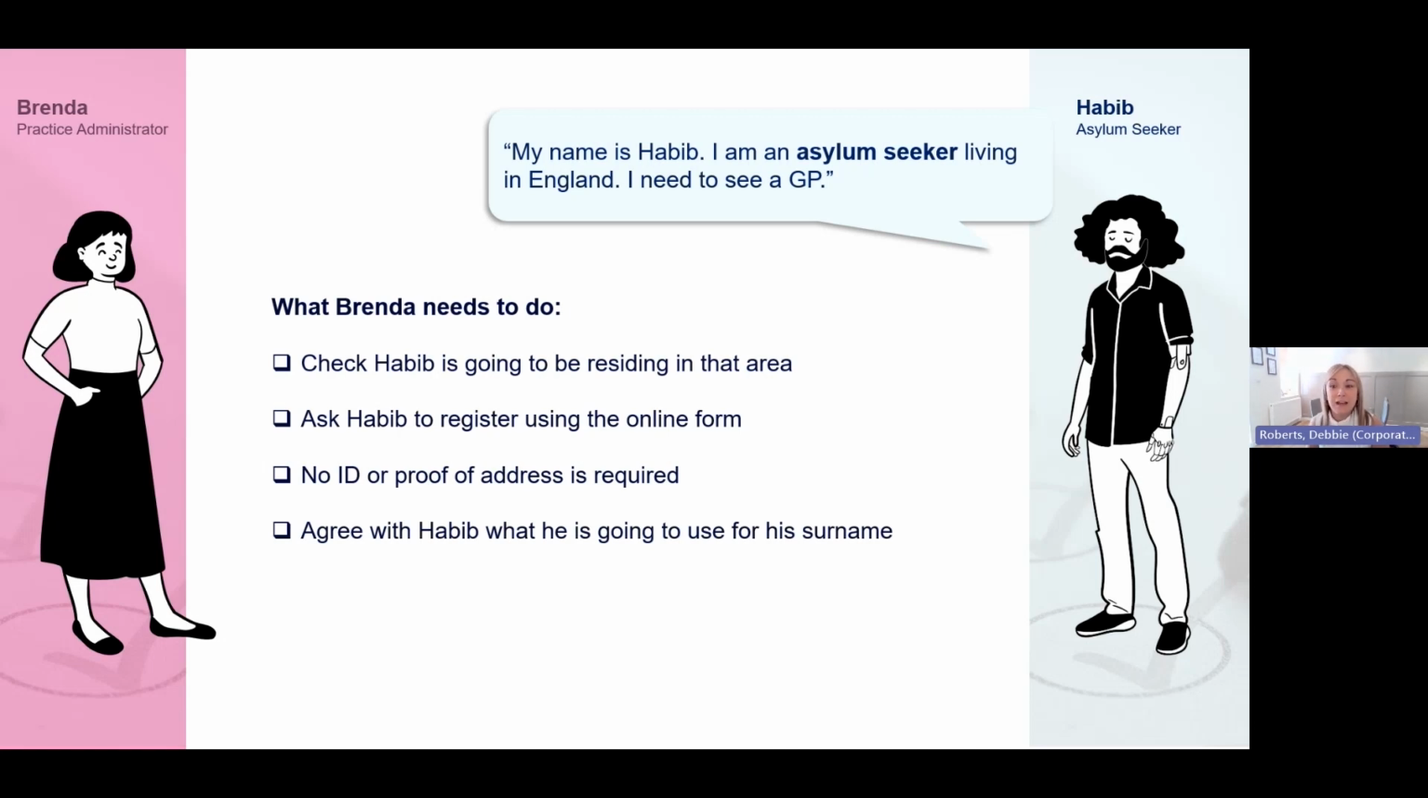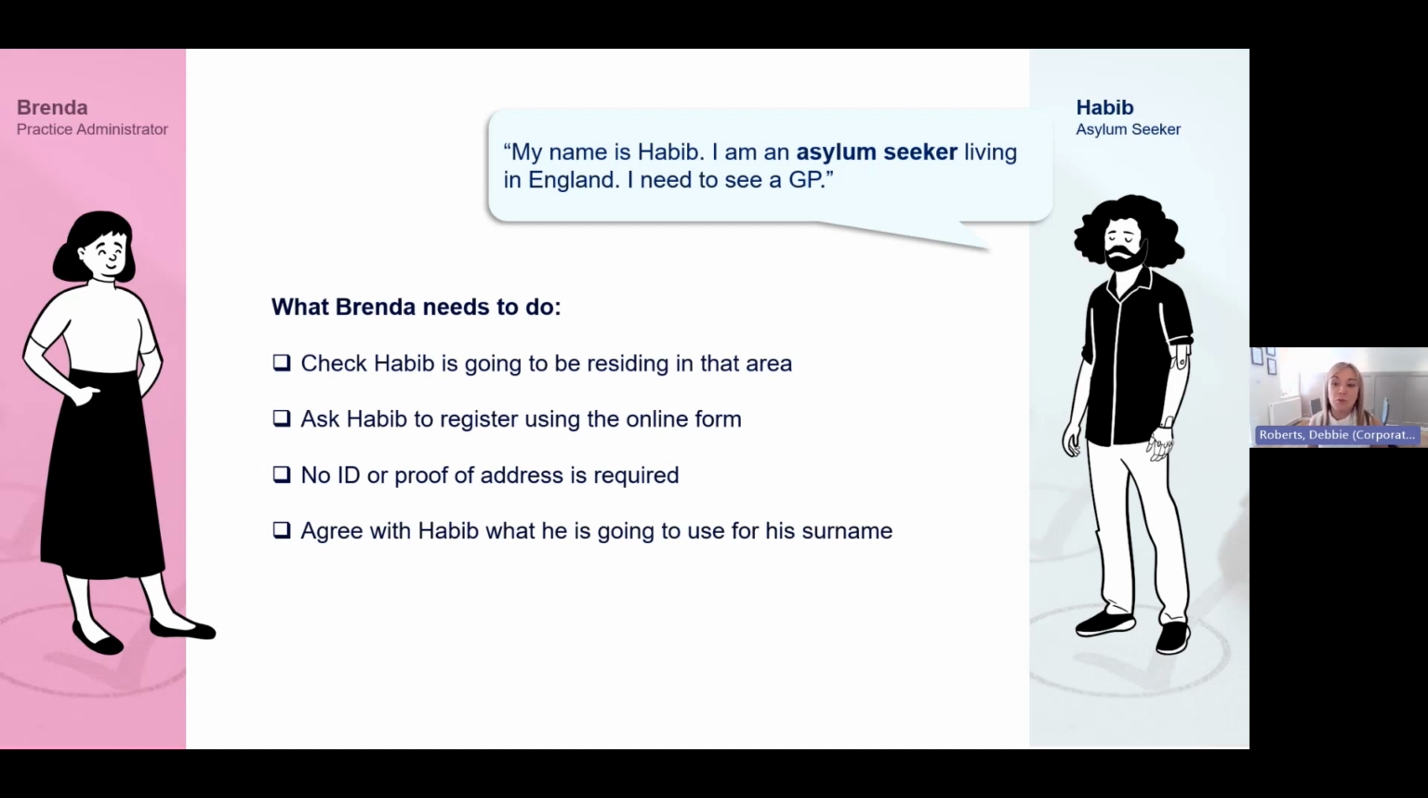Now, Habib didn't have any ID or proof of address, but this is absolutely fine because ID or proof of address is not required when registering a patient. However, Habib does only have the one name and he doesn't have a surname. Now, ideally, Brenda can discuss with Habib what he would like to add on the online form as his surname, as the NHS system does require patients to have both a forename and a surname. She could ask him if a duplication of his name in both fields is okay. So, for example, it could put Habib, as long as he was happy with that.